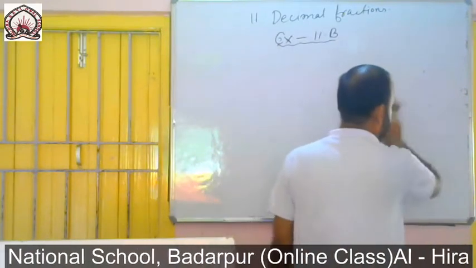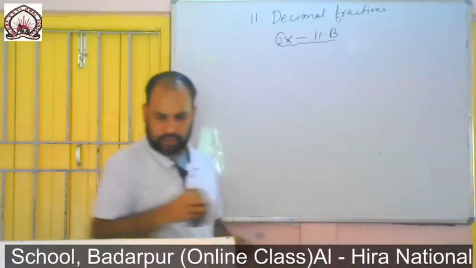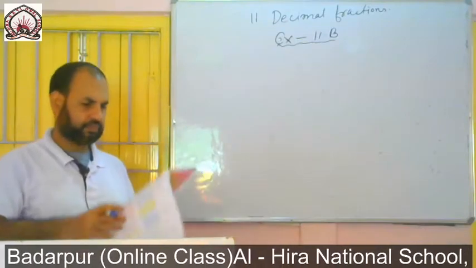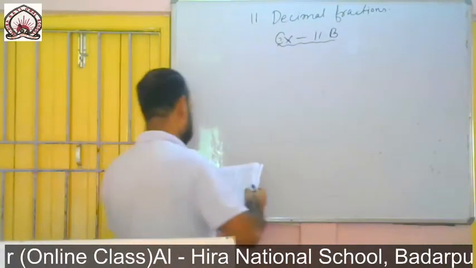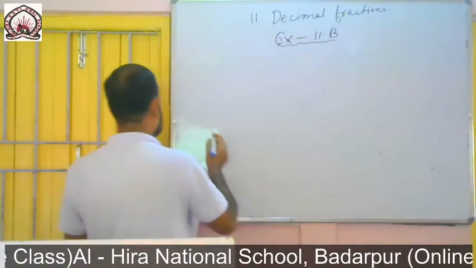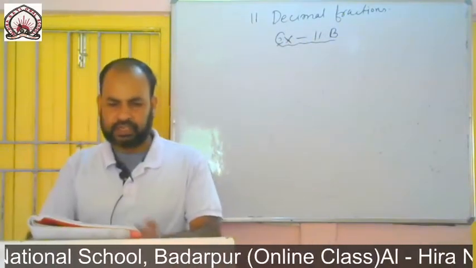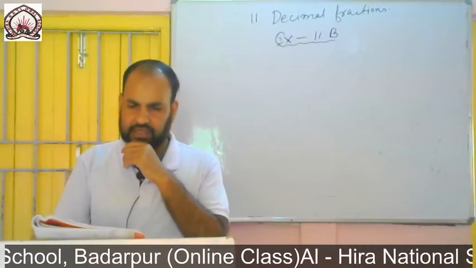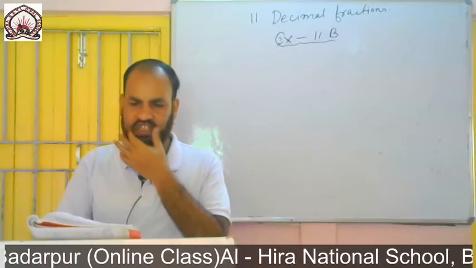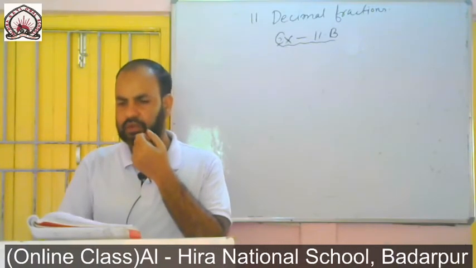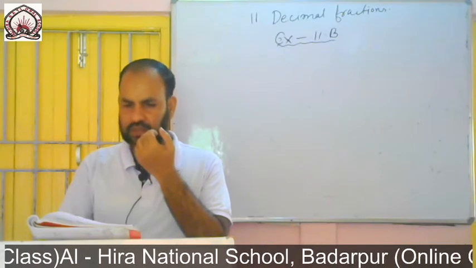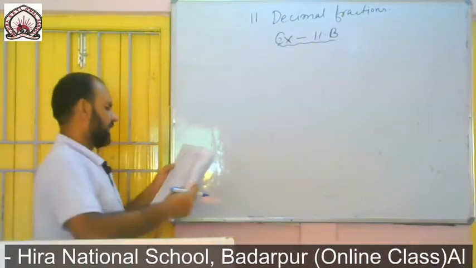Question number 5. You see in your book: write the place value below for the decimal parts. Write the value of the common fractions. So first, question number A.